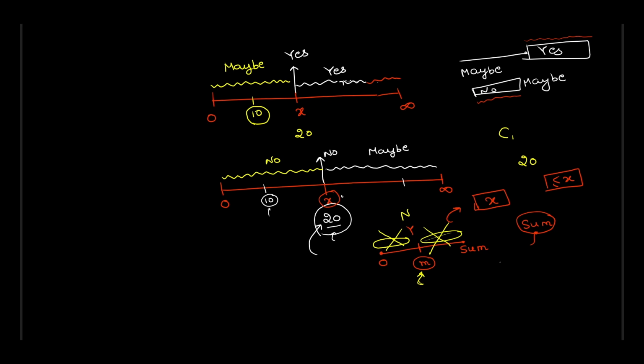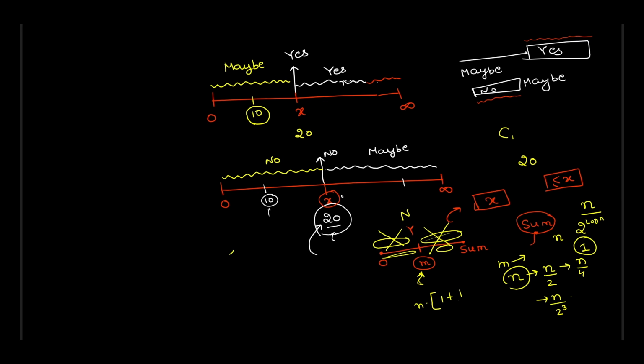This means that every time you select a midpoint, you can discard one half, either the left half or the right half. So every time, if the length of the interval was n, next time it will become n by 2, then n by 4, then n by 2 to the power 3, and so on. You can see that in log n steps, it will become n by 2 to the power log n, which is n by n, so the length of the interval will finally become 1.